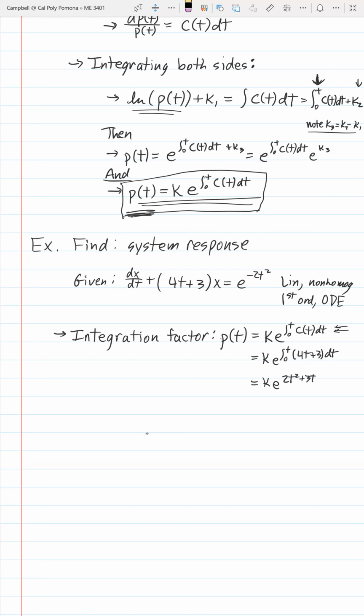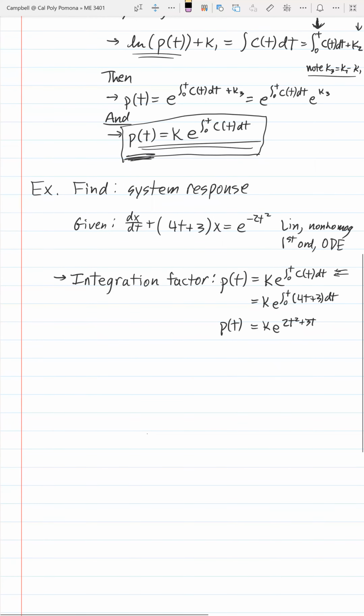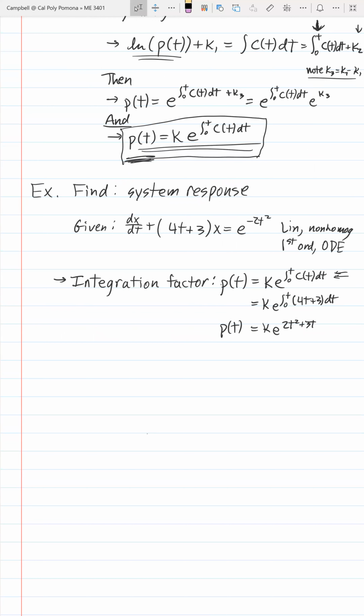So now that we have our integration factor, let's do P of t again, just even though it is a continuation, I just want to make it extremely clear that we have that P of t going on there. So then we need to solve for x. Well, you just substitute in for x, that's it. Or you just drop these functions in for x. So we get 1 over k e to the 2t squared plus 3t.